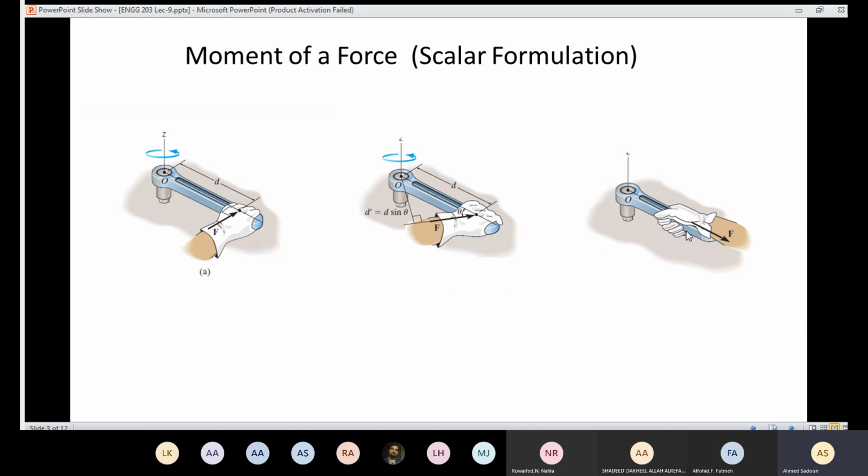What if I apply the force so that the line of action is going to pass through the point of rotation like this one? Well, am I going to have a moment? Of course not, because here I don't have any perpendicular distance. So if the line of action is going to pass through the point of rotation, in that case, we are not going to have any moment. So in order to have a moment, I need to have a perpendicular distance.